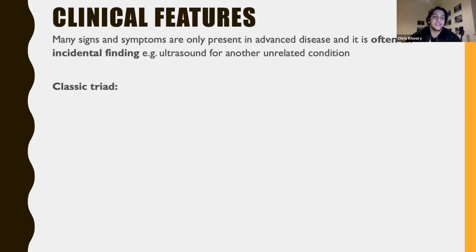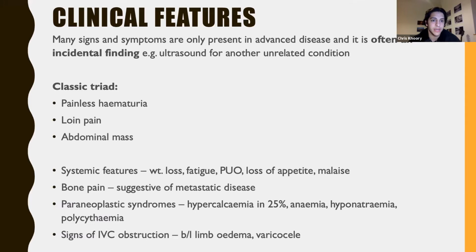The clinical features of kidney cancer. So many signs and symptoms are only present in advanced disease, and it might be an incidental finding picked up on a scan for another reason. However, there is a classic triad which is described. So the classic triad is a painless hematuria, loin pain, and an abdominal mass. However, in reality, this triad is only found in around 10% of patients.